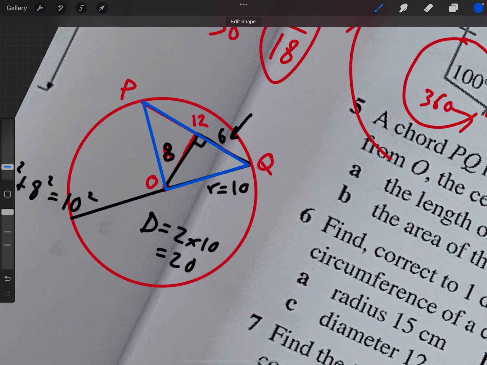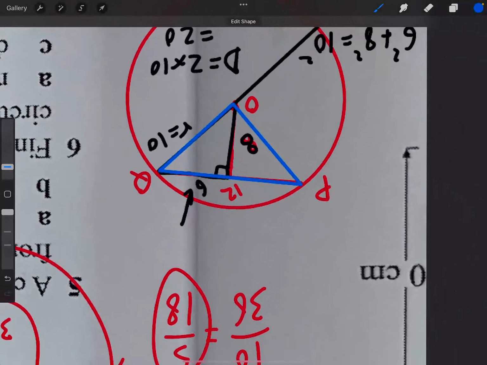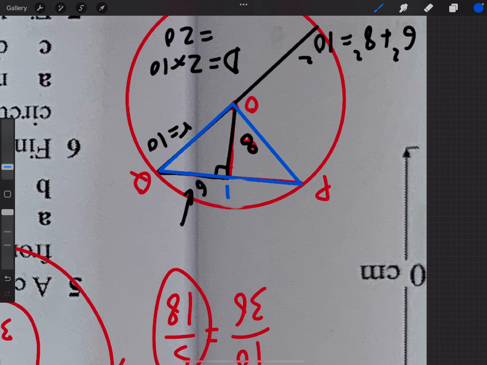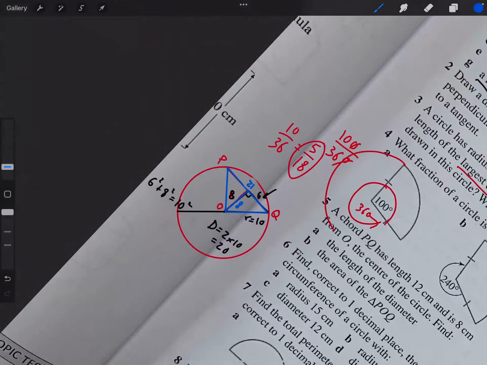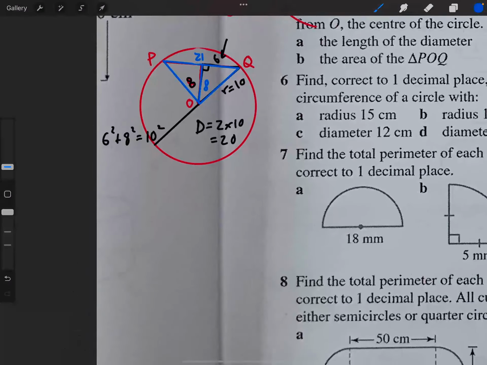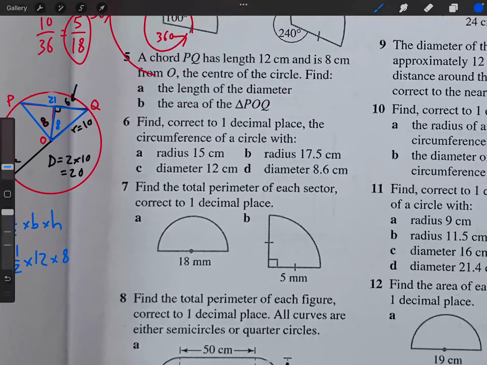There we go. Now, imagine there's your triangle. So we know this, it has a base of 12. Okay. It has a height of 8. How do you find the area of a triangle with base 12 and height 8? Well, area is equal to a half times base times perpendicular height, which is a half times 12 times 8. And work out the answer there.